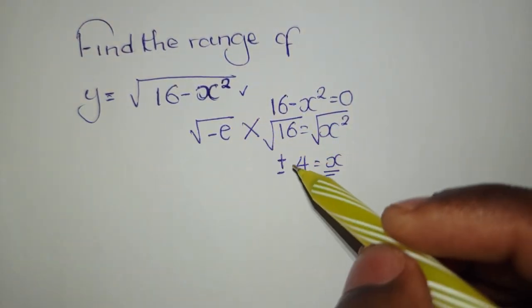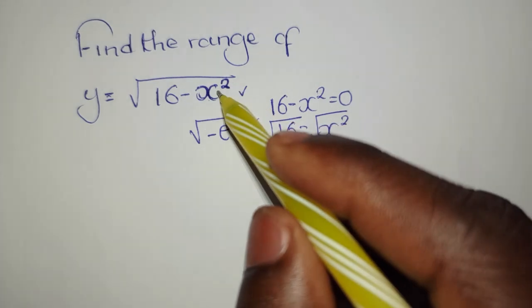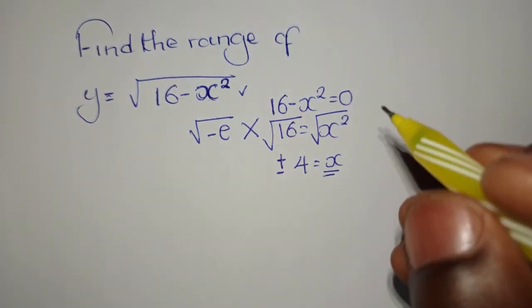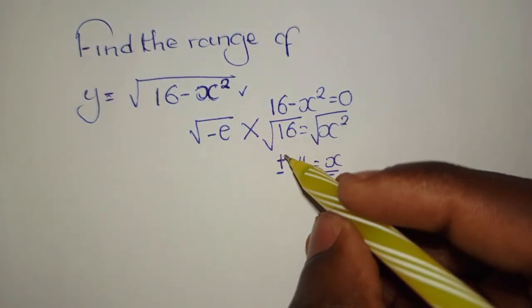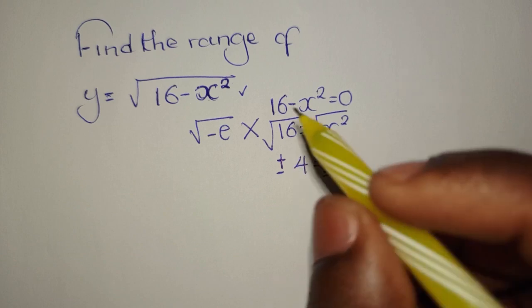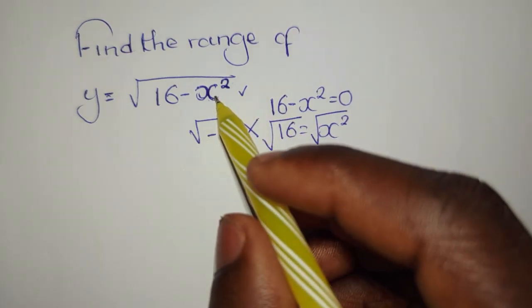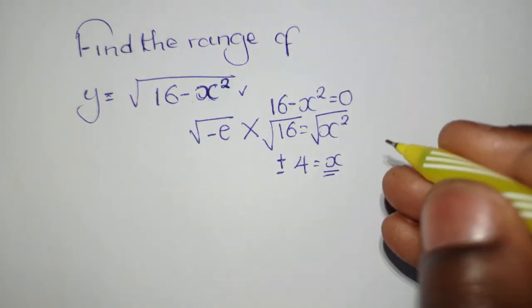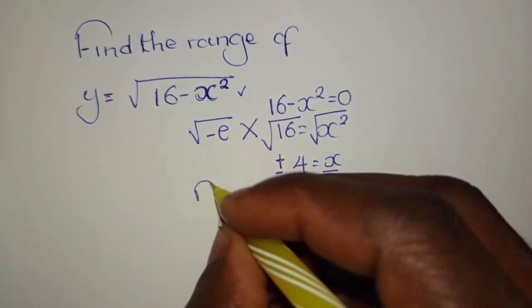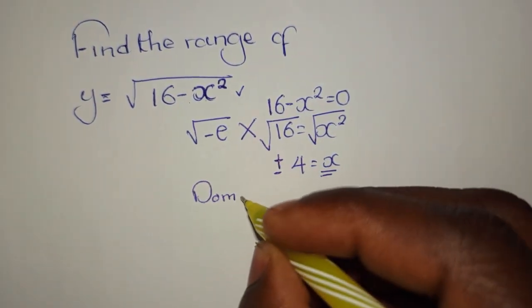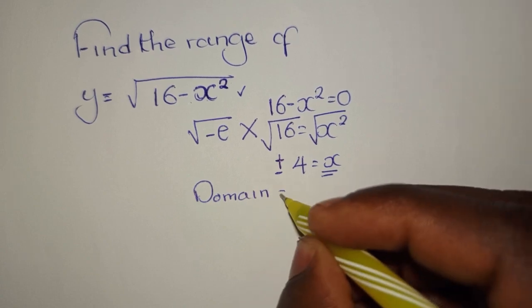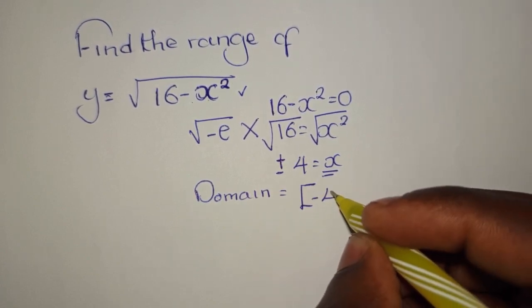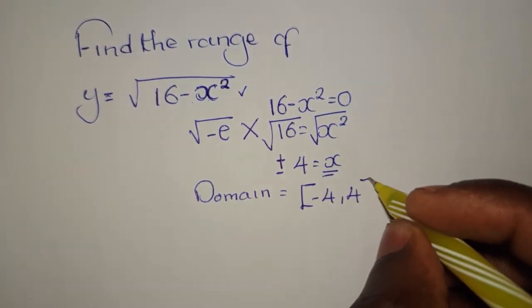So if you were to put 4 here, 4 squared is simply 16. 16 minus 16 is 0. But let us put numbers greater than 4. If you put 5, 5 squared is 25, making this to have a negative. So our domain under normal circumstances is equal to negative 4, 4.